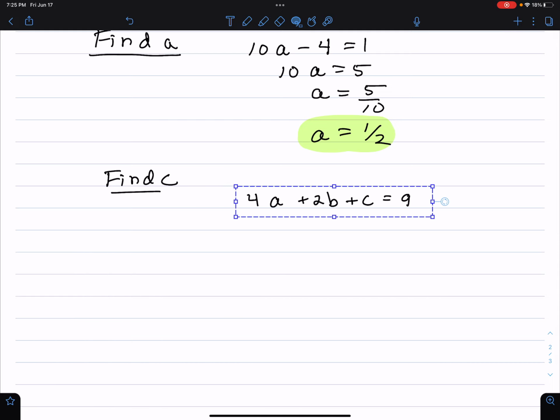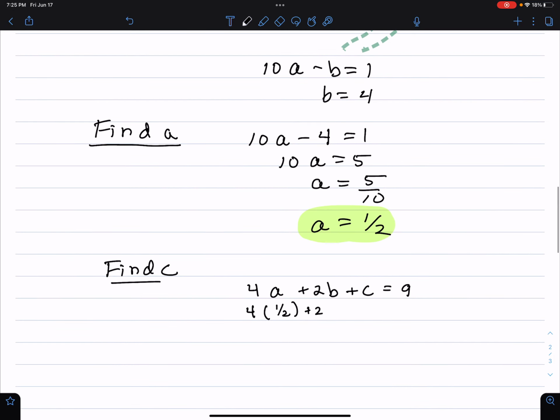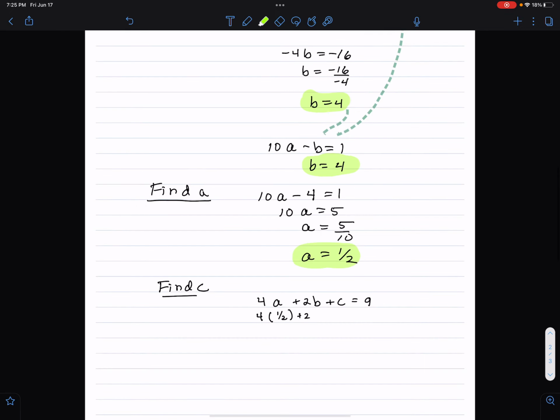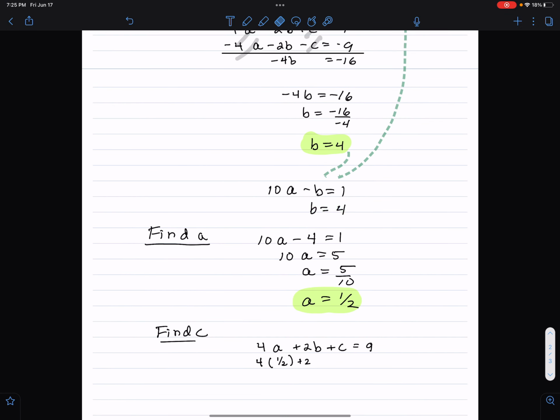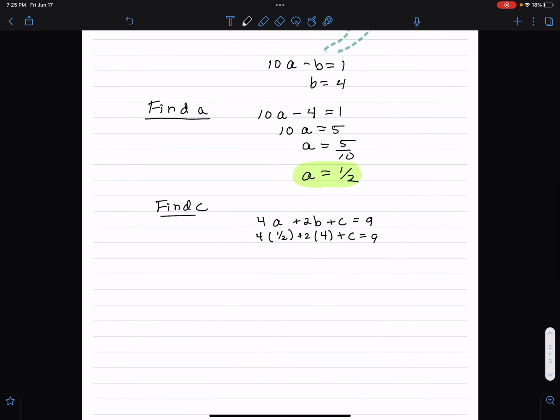And so what I do is I take this equation and put in for a 1/2, and for b, remember b is 4. It's already highlighted. B is 4. I have a and b. I'm almost there. So 4 plus c equals 9. And so I have 2 plus 8 plus c equals 9. 10 plus c equals 9. C equals 9 minus 10. C equals -1.